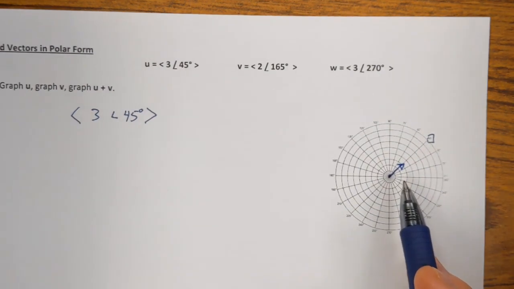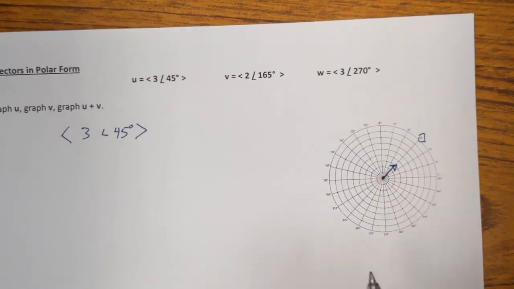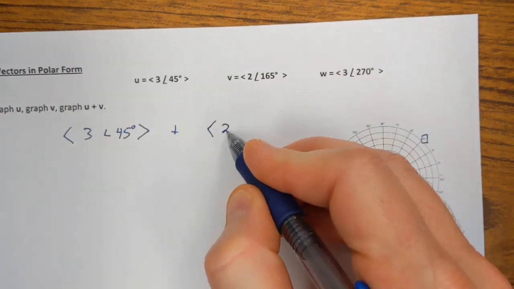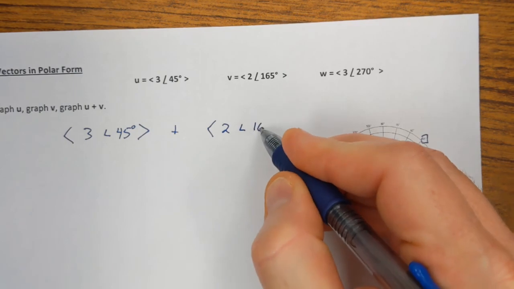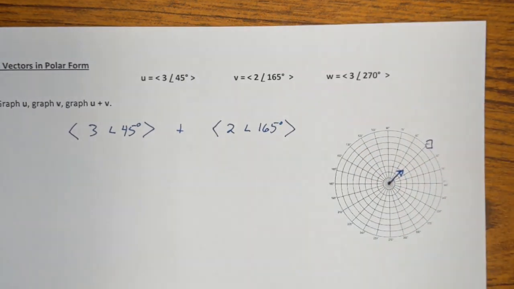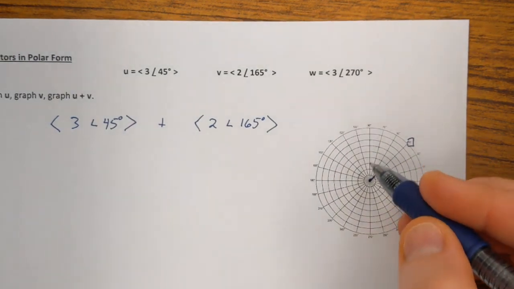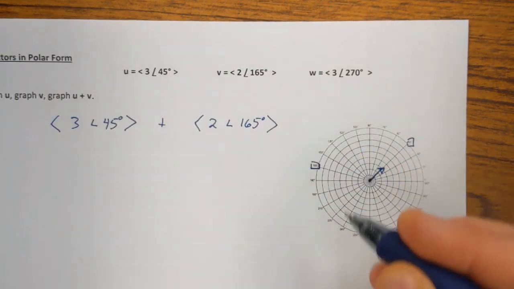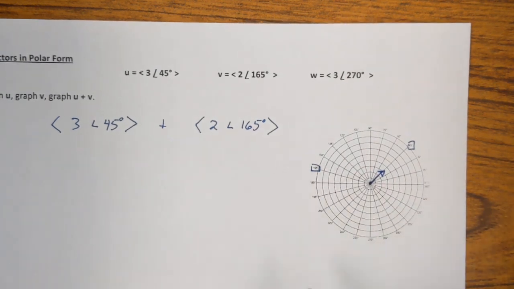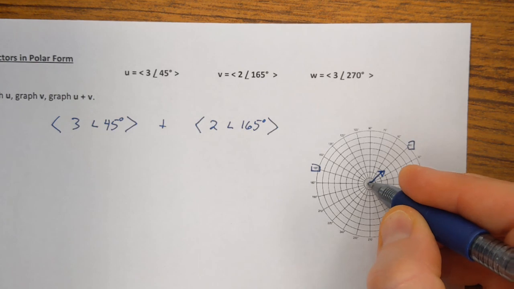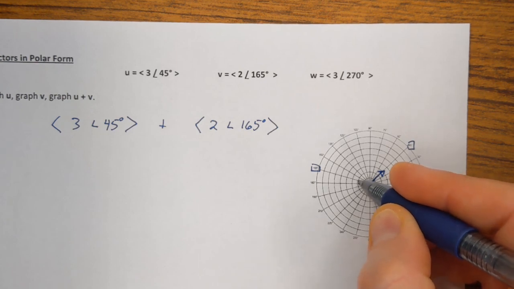Here on my graph, this is what u is going to look like. And then v is a magnitude of 2 with an angle of 165 degrees. So the coordinates are 2 and 165 degrees. So, 165 is on my little graph here. This one's going to head towards 165 degrees with a magnitude of just 2. So this is a much smaller vector here.